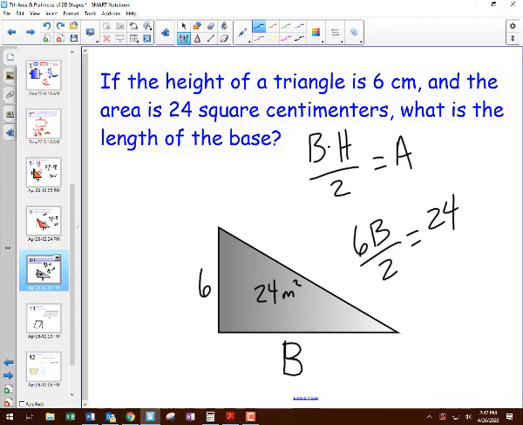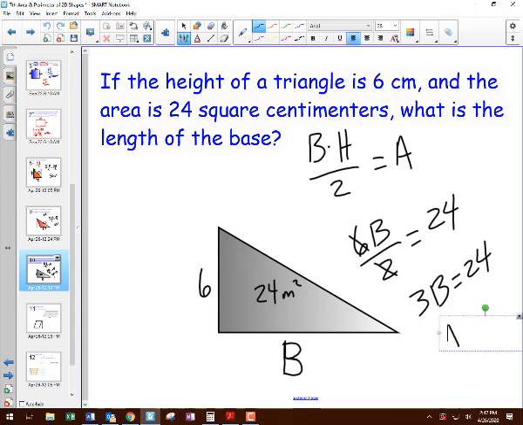Alright, now we just have to simplify things out a little bit here. Reduce our fraction, we'll get 3b equals 24. B in that is going to equal 8. Don't forget your labels. What are we looking at here? Looks like we're in centimeters, so our base is going to be 8 centimeters.